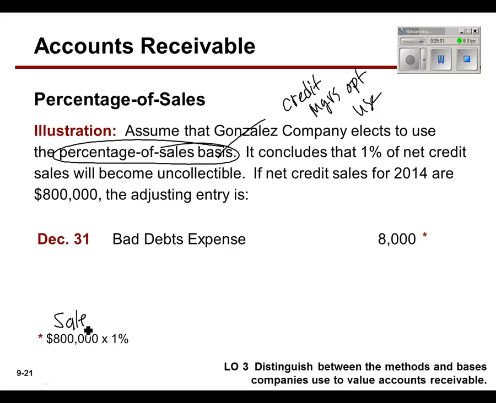Sales times our percentage of uncollectible, times 1% or times 0.01.